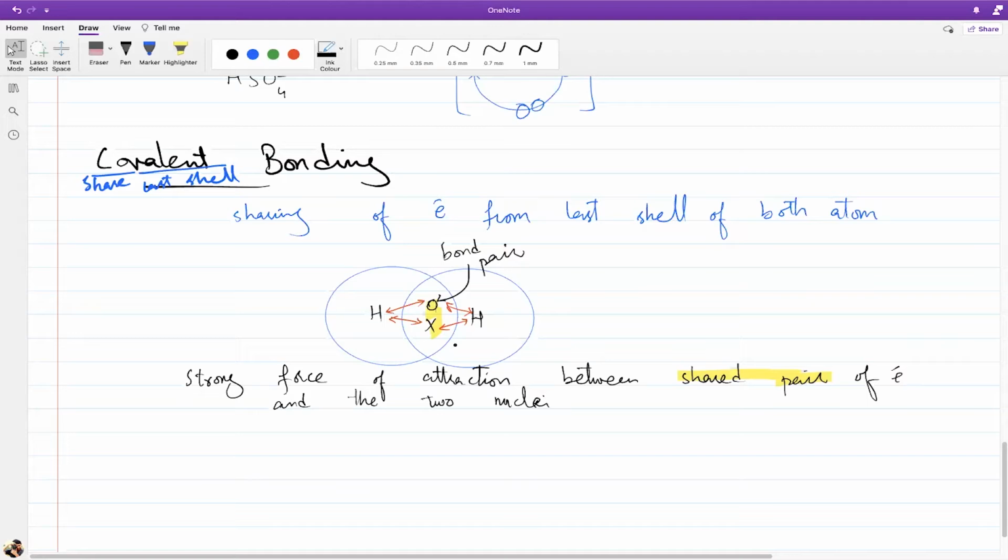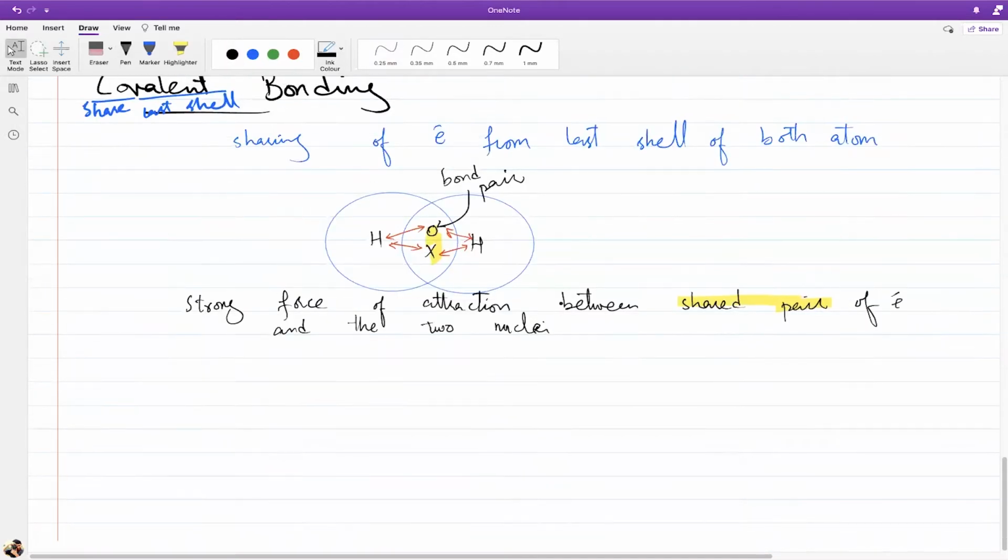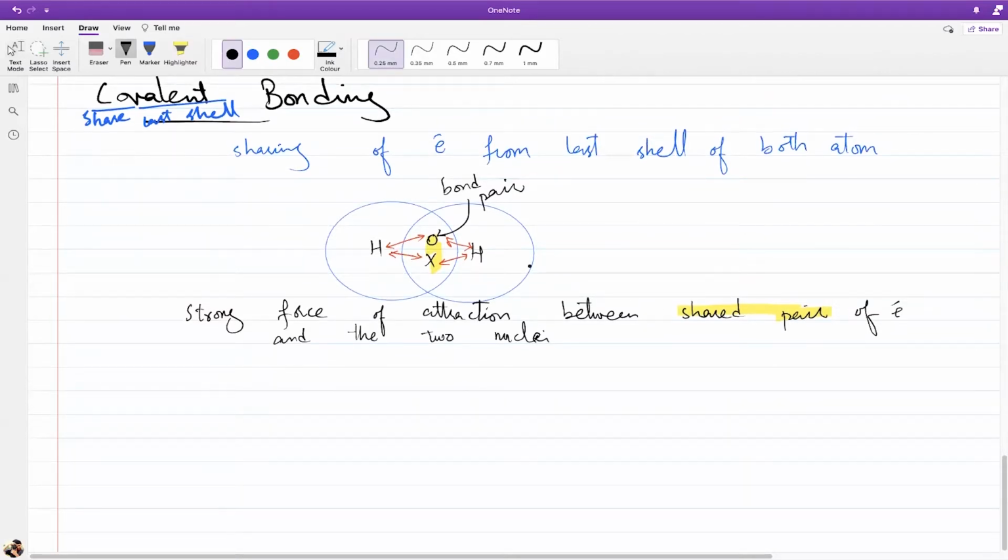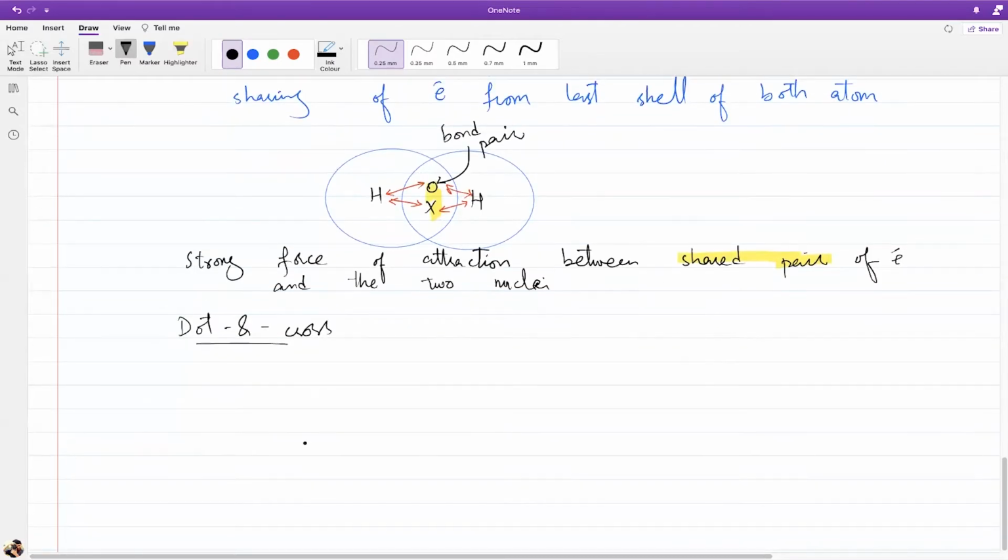And this diagram, we write it as a dot and cross structure. So basically, we can show covalent bonding as a dot and cross structure. So let's see, how do we know how to draw a dot and cross structure? I'll talk about that now. I'm going to write some of these. In the case of hydrogen, you can see that the hydrogen atoms have shared one electron.